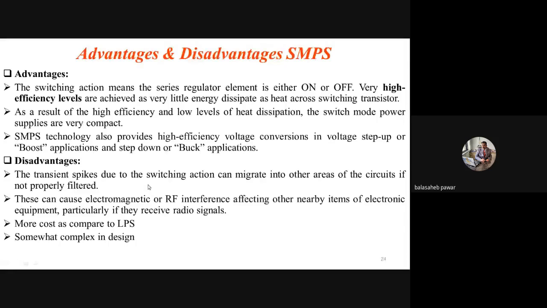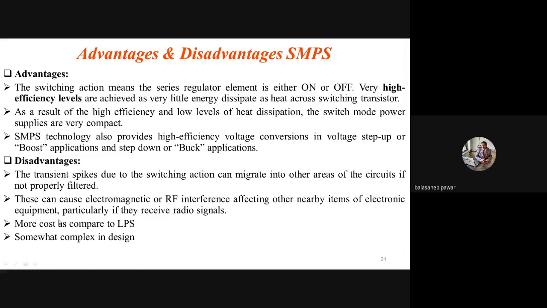So what is the meaning of these transient spikes? Just imagine there is a DC source, and to that DC source a switch is connected, and that switch is momentarily turned on and turned off. What will be the effect on that source? Due to the high frequency switching of that switch, these transients get generated in that stored energy. And if it is not filtered properly, then it can migrate into the supply lines. So this is the disadvantage.